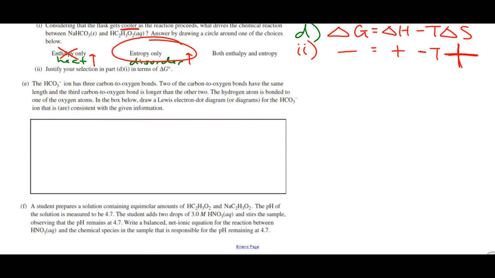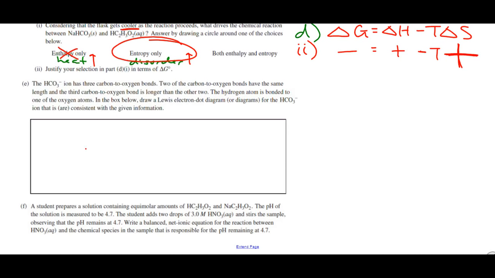All right, we have to draw something in letter E. It says that the HCO3 minus ion has 3 carbon to oxygen bonds. 2 of the carbon to oxygen bonds have the same length, and the third carbon oxygen bond is longer. If it's longer, that means it's a single bond. Most likely the hydrogen atom is bonded to one of the oxygen atoms. In the box below, draw a Lewis electron dot diagram or diagrams for the HCO3 minus ion that is or are consistent with the given information. The fact that they say that I could draw more, I'm starting to think this is a resonance structure.